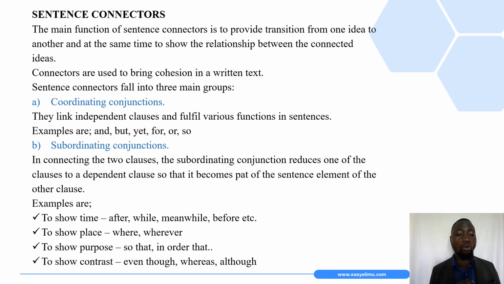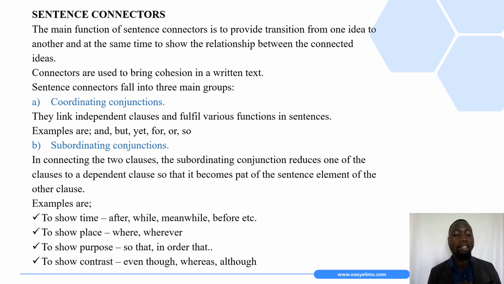So the examples that we have, that is the examples of the subordinating conjunctions and their functions. We have those that are used to show time, and in this group we have examples like after, while, meanwhile, before, etc. We also have those that are used to show place, and in this group we have examples like where, wherever, etc. Then we also have those that are used to show purpose, and in this group we have so that, in order that, etc.